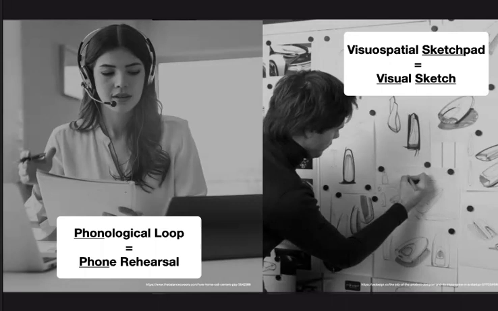This serves as an association for the visuospatial sketchpad, which is a buffer that holds and manipulates mental visualizations of objects and their locations. In short, the phonological loop may be associated with phone rehearsal and the visuospatial sketchpad with visual sketch.